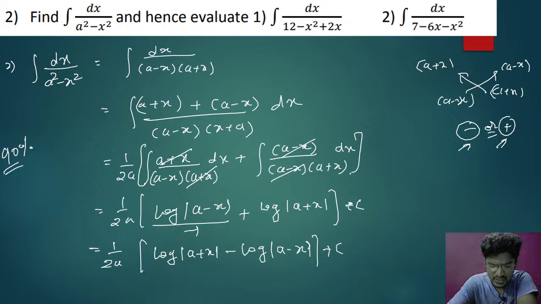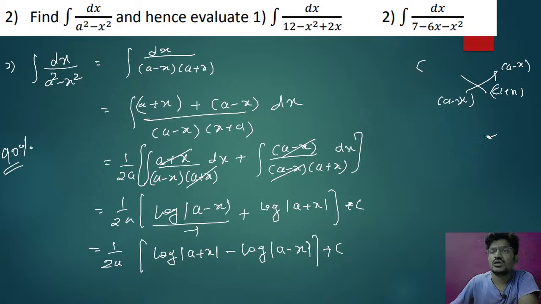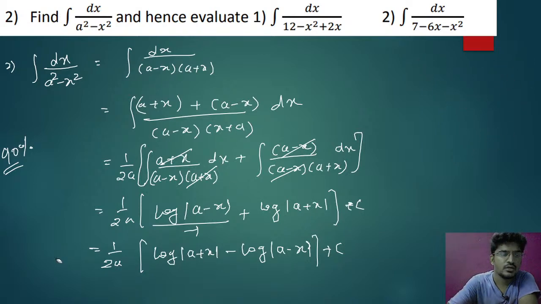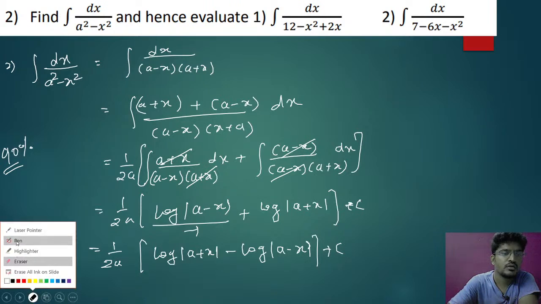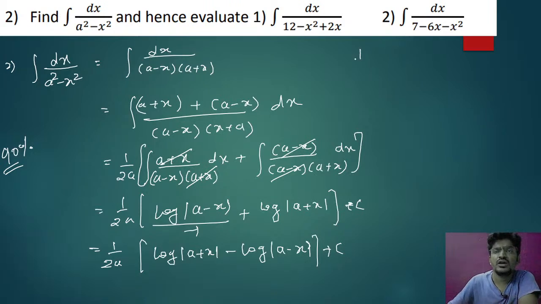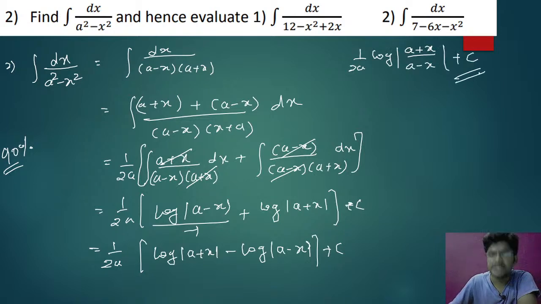So now this term will be equal to 1 by 2a log of mod of a plus x divided by a minus x plus c. This is your formula.